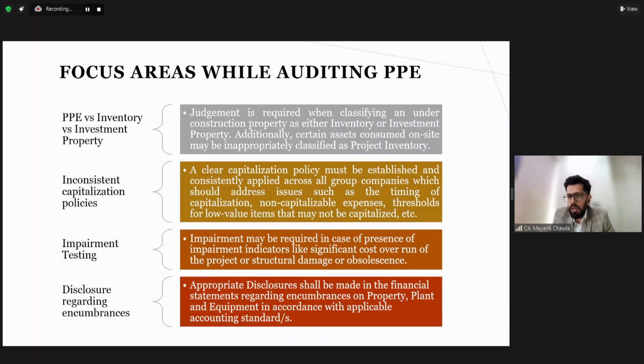Impairment, again, when it comes to real estate, impairment is a major issue, whether it is of investment, loans and advances, or property, plant and equipment. If the indicators are there, then it has to be tested.